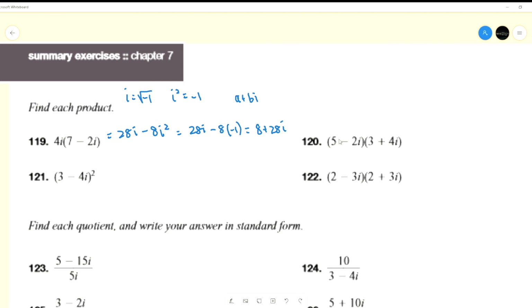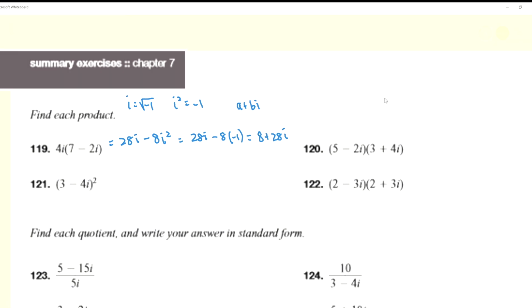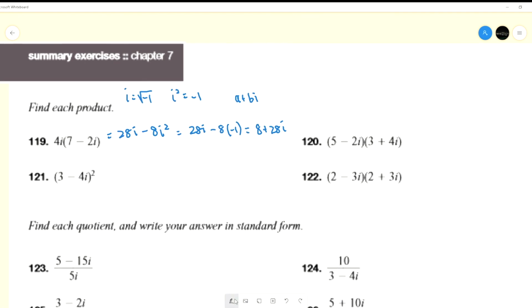So 5 times 3 we get is 15. Oh, let me get my ink out. Okay, so we got 5 times 3 is 15. 5 times 4i is 20i. Then negative 2i times 3 is minus 6i. Negative 2i times 4i is minus 8i squared. Okay, so everyone comfortable with that?